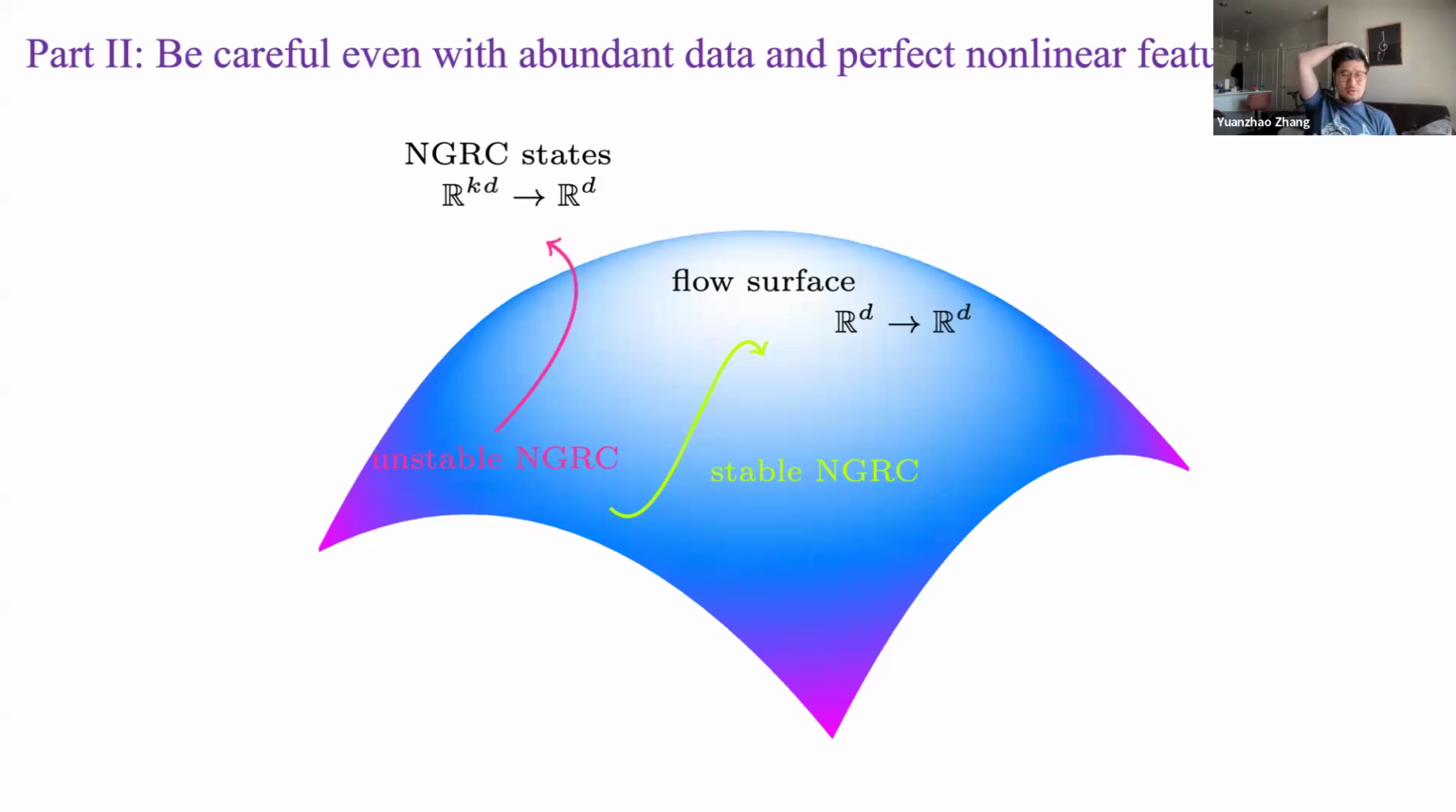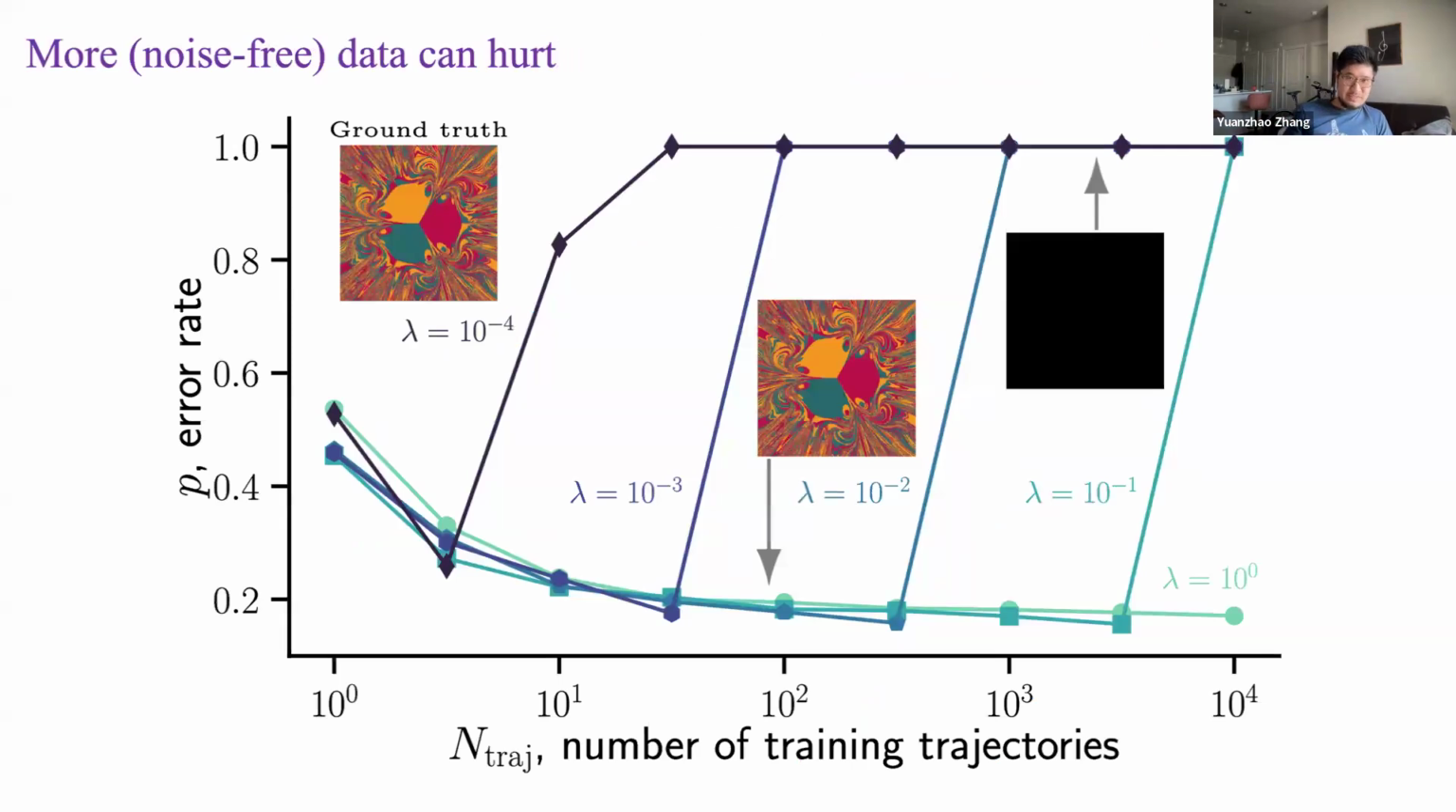So here I want to use the remaining maybe 15, 20 minutes to show some fun, small thing we are looking at right now. Basically, there are cases in which, at least for NGRC, you need to be very careful, even when you have very abundant data and perfect nonlinearity in NGRC. So this is a basic phenomenon.